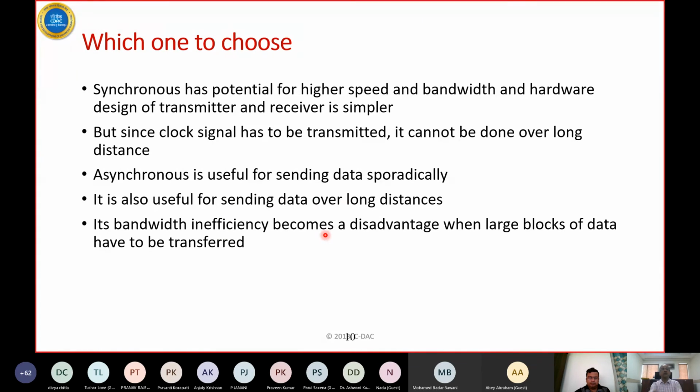be transferred. So you have to choose between synchronous and asynchronous based on what distance you want to span and what is the speed at which you want to send. But the thumb rule says that for longer distance, you have no choice but to go for asynchronous, but then the data rates are going to be limited.